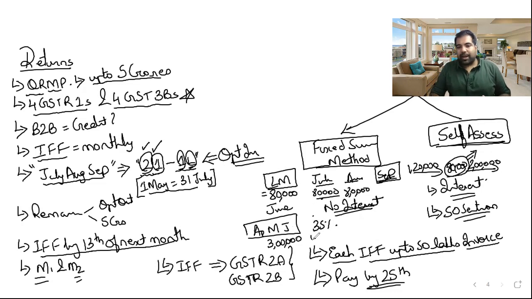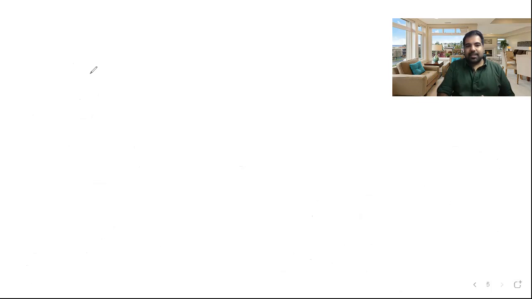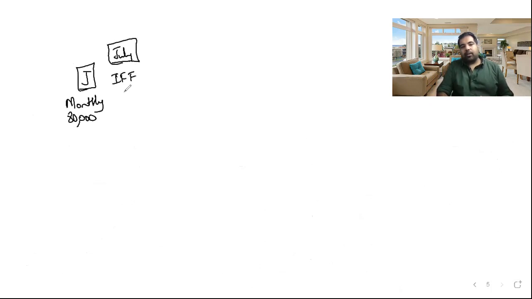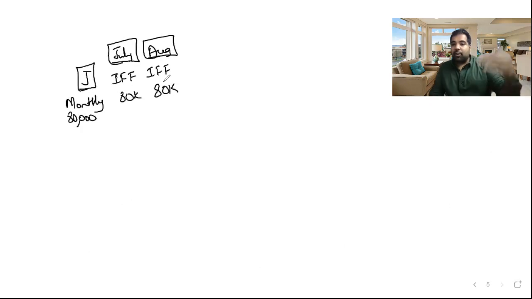I'll just summarize this on a new page so that there is more clarity. Guys, let's say in the month of June, you have paid monthly. How much did you pay monthly? 80,000 rupees. Okay, great. So in July IFF, you pay 80,000. What about August IFF? You pay 80,000. Guys, this is as per fixed sum method. They fix it to 100% of what you paid before that.